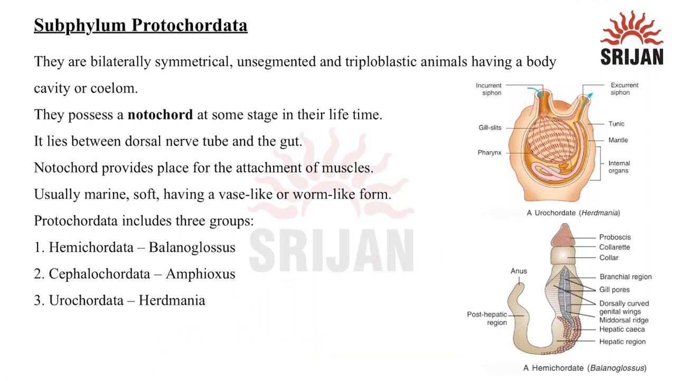Now usually the Protochordata are marine, soft, having a vase-like or worm-like form, as you can see in the picture as well. Now the Protochordata includes three groups, basically Hemichordata, example Balanoglossus, Cephalochordata, example Amphioxus, and Urochordata, example Herdmania.